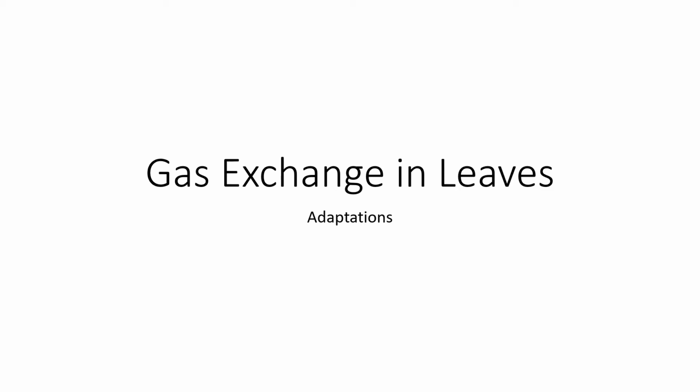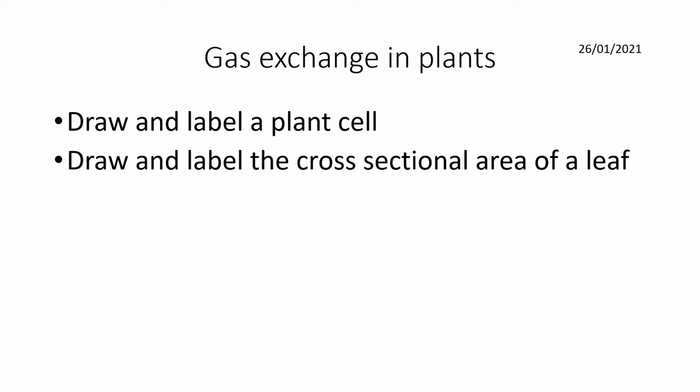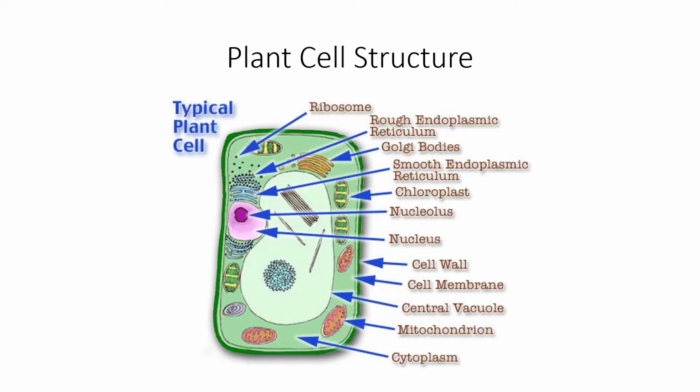This is an A-level biology presentation looking at gas exchange in leaves. From GCSE, you should be able to draw and label a plant cell, and you should also be able to draw and label the cross-sectional area of a leaf. Pause the presentation, have a go at those two questions, and when you're ready you can restart the presentation and check your answers. So this is the typical plant cell.